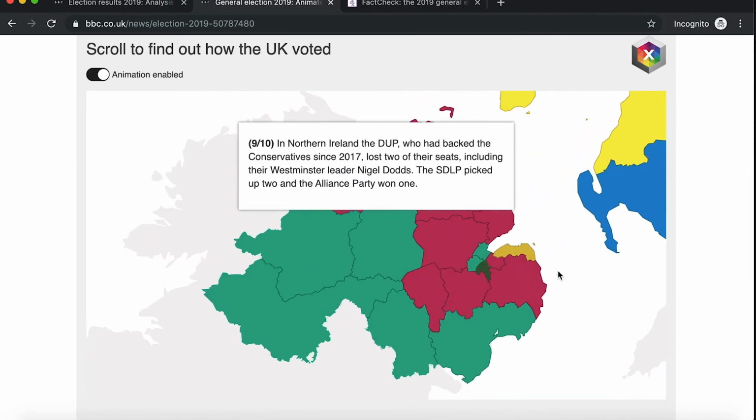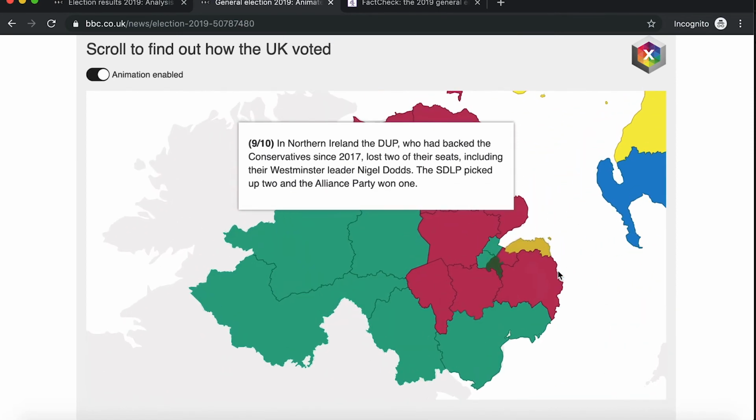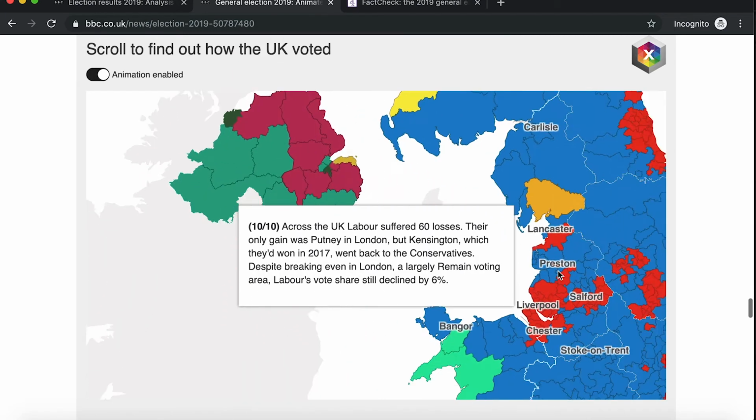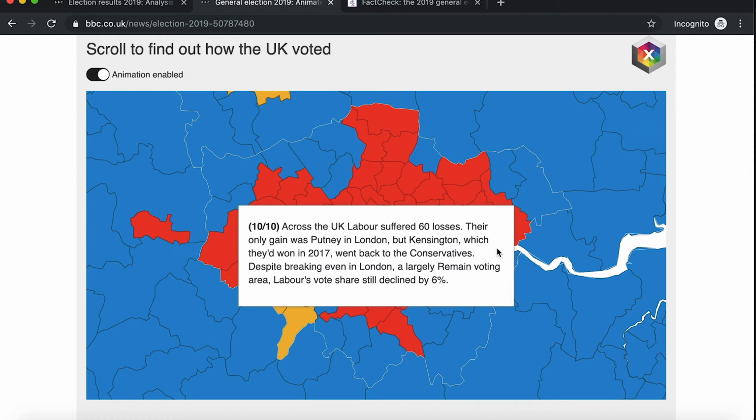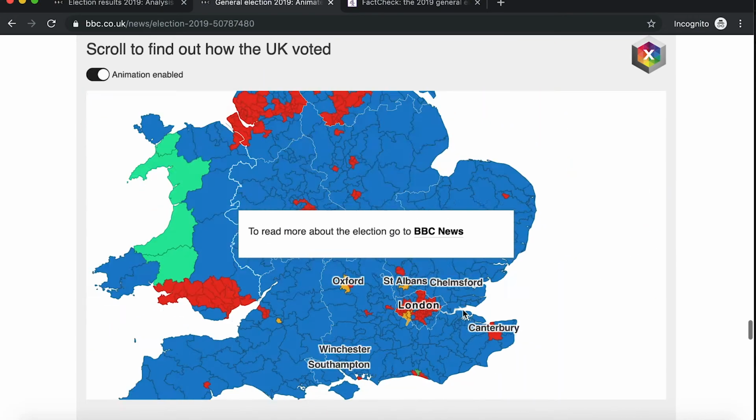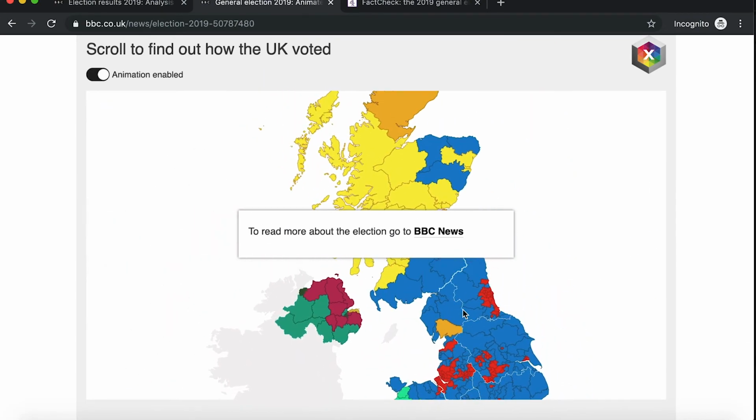Over to Northern Ireland now, and again that tells its own story. And now we'll focus finally on London, and there's a bit of detail in that area. Okay, and then the animation pulls back out and you can go in to read more information.